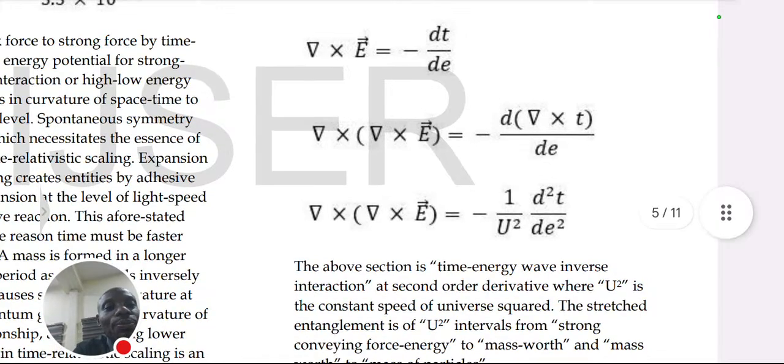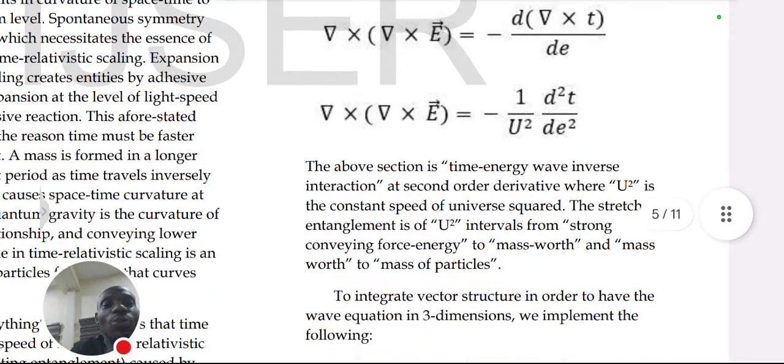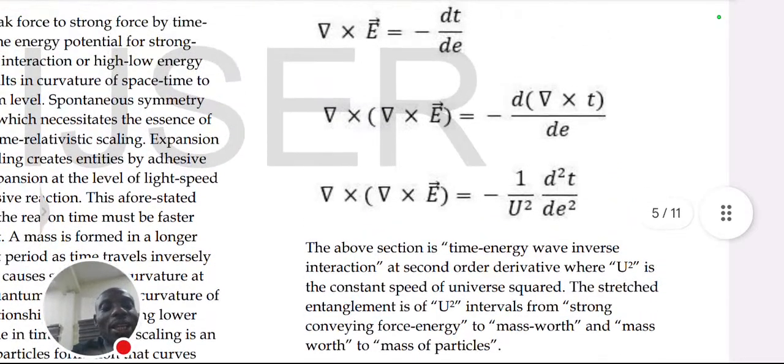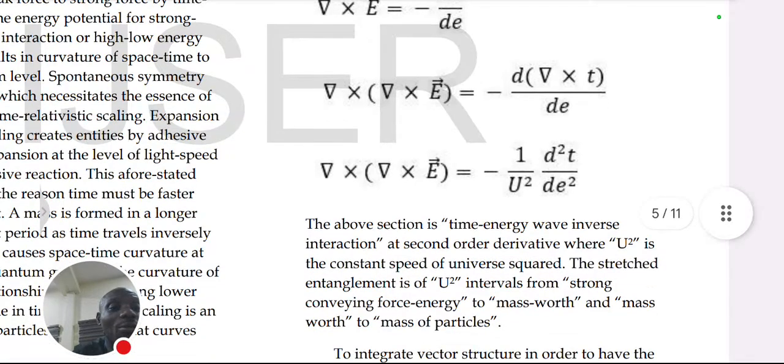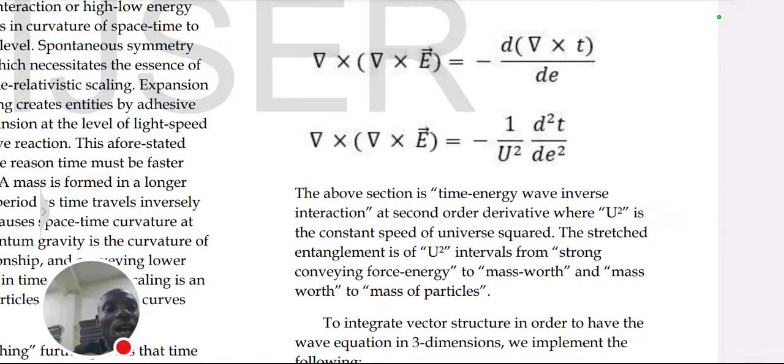So now we have this derivation of del times t over derivation of e. We have it inversely related to this. And then we continue to do that, but then we now have to supply the constant speed of the universe, which is capital U. We have multiples of that inversely related to our Pauli expression right here.